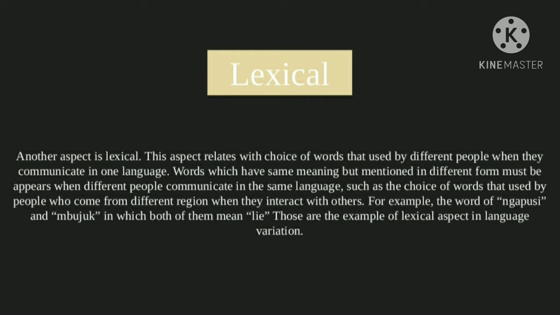Another aspect is lexical. This aspect relates to the choice of words used by different people when they communicate in one language. Words which have the same meaning but are expressed in different forms appear when different people communicate in the same language, such as the choice of words used by people from different regions when they interact with others. For example, the words ngapusi and mbujuk both mean lie. Those are examples of the lexical aspect in language variation.